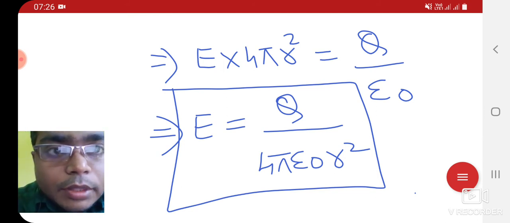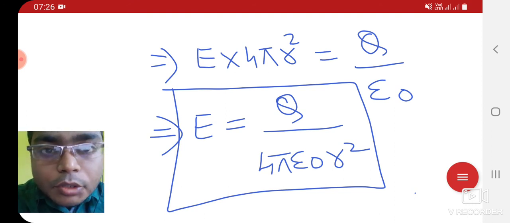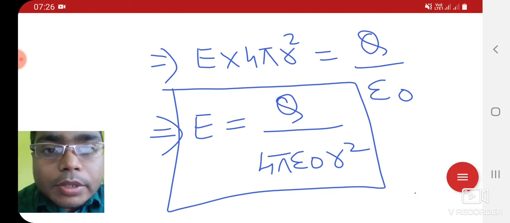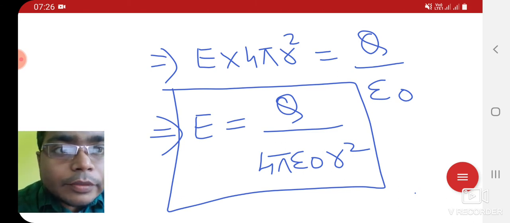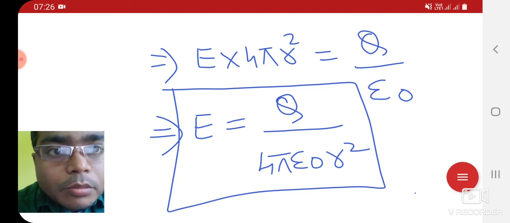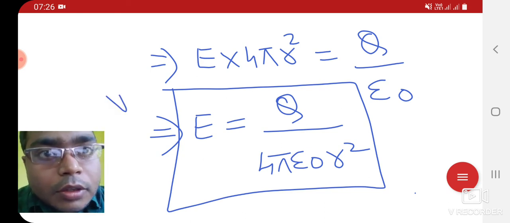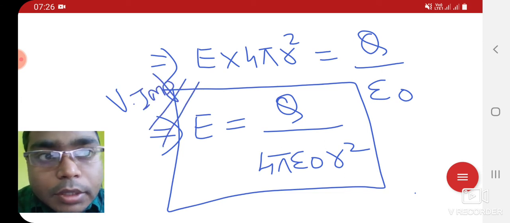This expression is similar to the electric field due to a point charge. So when the point is outside the spherical shell, it can be assumed that the electric field is due to the charge present at the center of the sphere, and the expression will be similar. The expression for electric field is given by Q divided by 4 pi epsilon naught r square. So this is a very important derivation, right? This is the position that is outside the spherical shell.